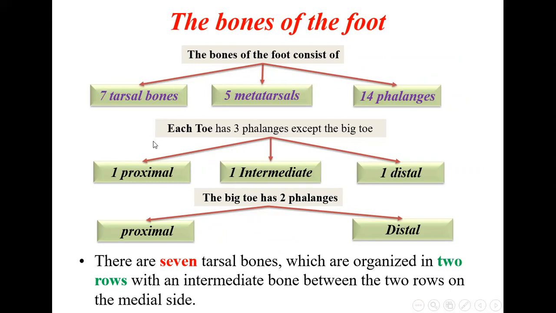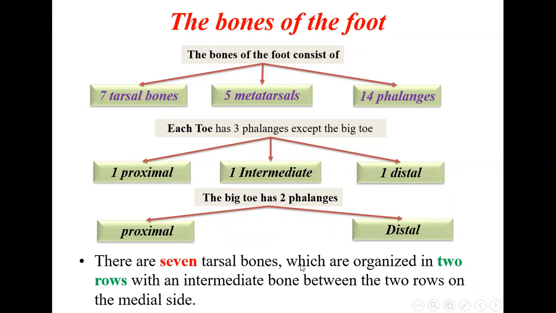Now coming to the toes. Each toe has 3 phalanges except the big toe. Just like in the case of the hand, the thumb has only 2 phalanges. Similarly, here it is called the big toe. Okay, so it is called the big toe. It will have only 2 phalanges, all others will have 3 phalanges. Just like there, proximal, intermediate, as well as distal. The big toe has 2 phalanges, proximal and distal, just like in the case of the hand. So here also there are 2.